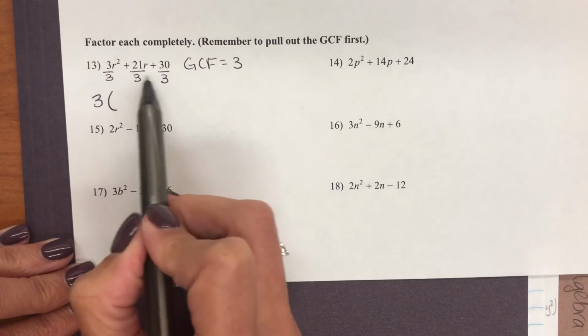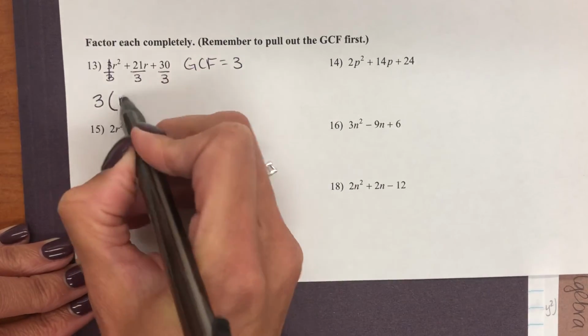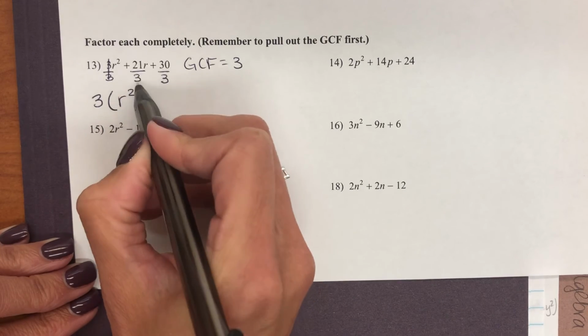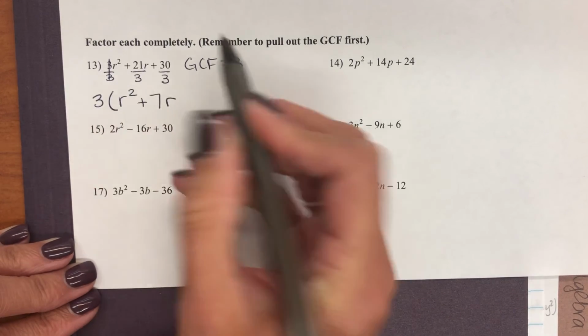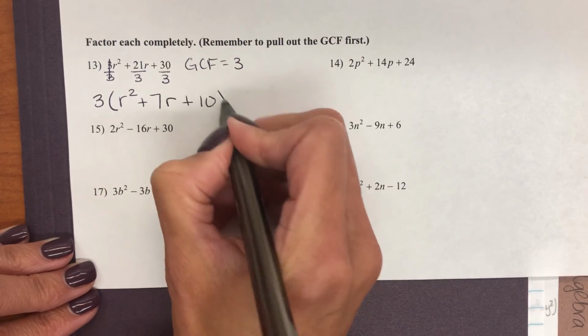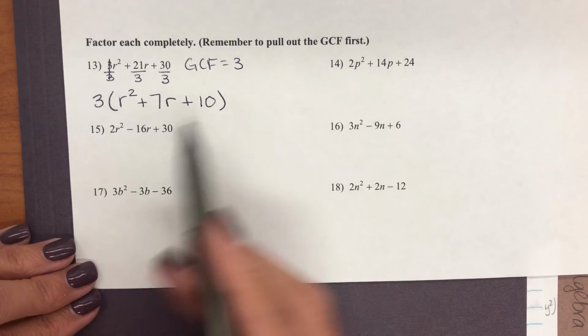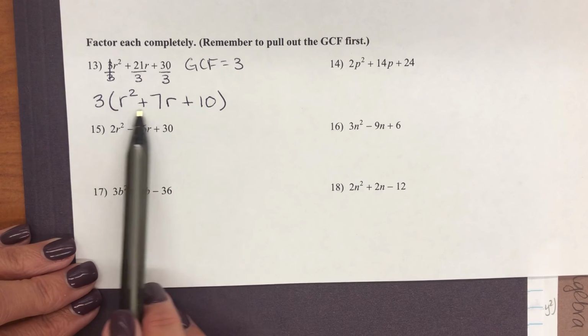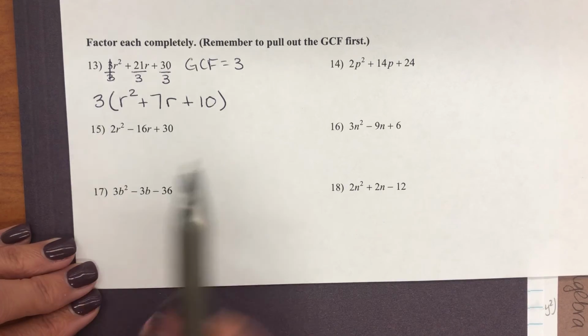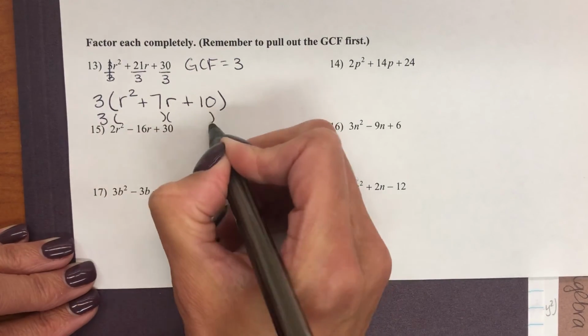And then I'm going to divide each term by 3. So I would have r squared plus 21 divided by 3 is 7r, and then 30 divided by 3 is 10. Okay, but I'm not done. I still have to factor this trinomial here. So I'm going to bring down my 3. Don't forget to bring that down. GCF comes down with the answer.